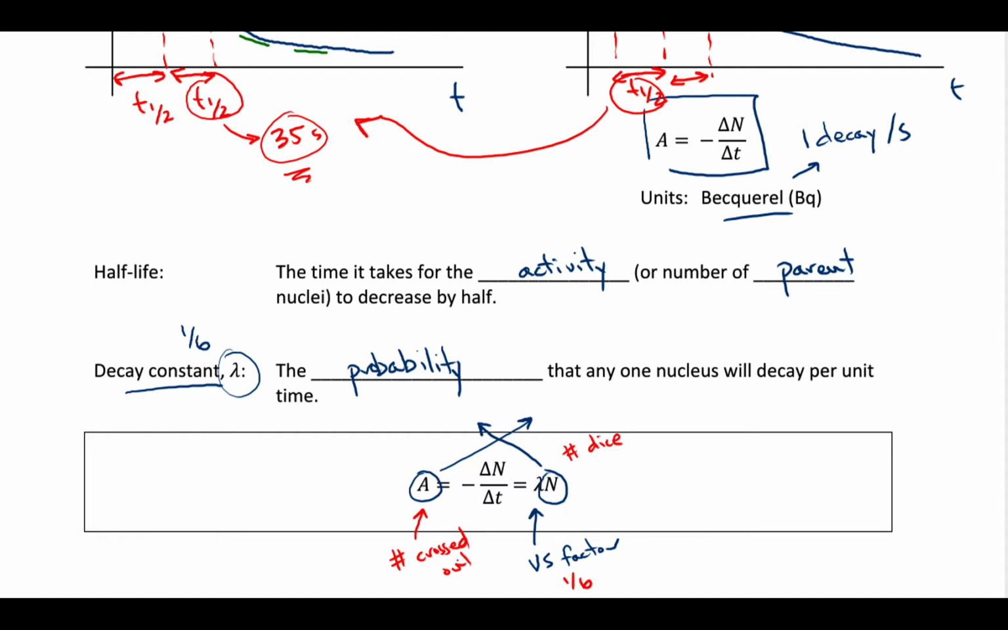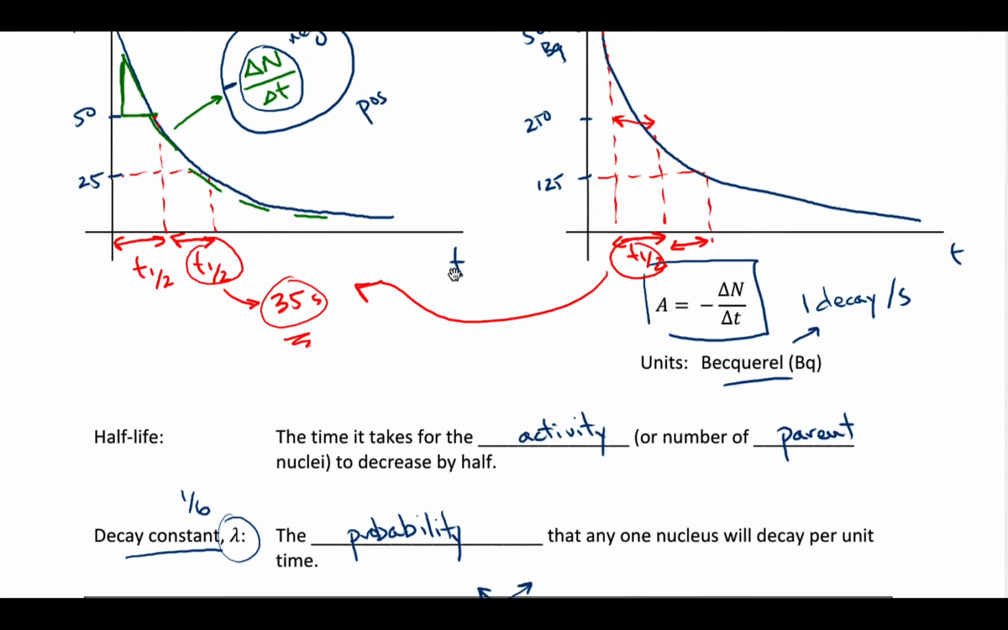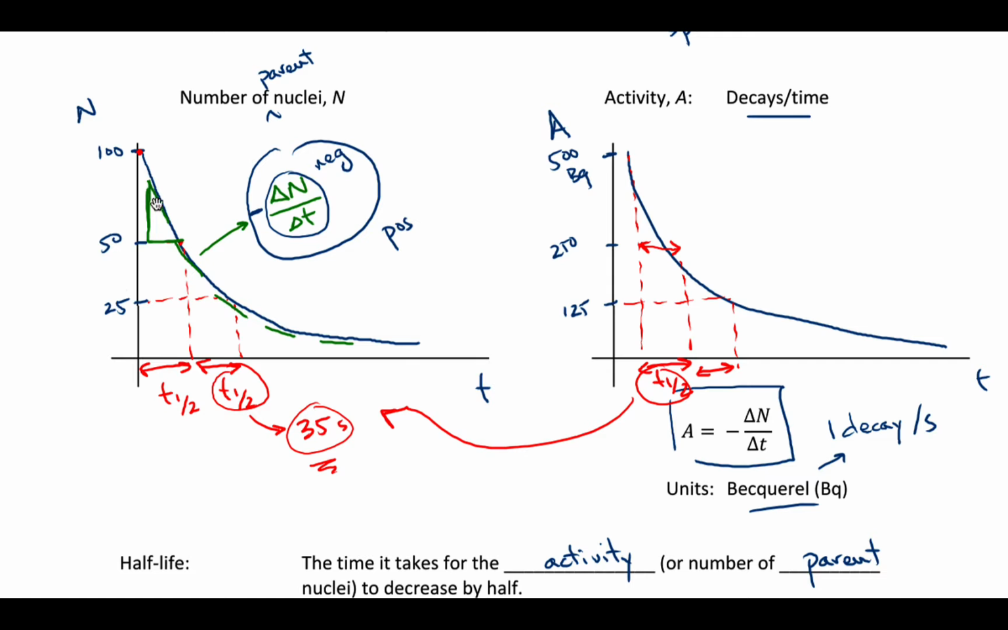So the number crossed out is going to get bigger if we start with a bigger number of dice. The activity is higher at the beginning when we have more parent nuclei. We see that as a steeper slope here and a higher y value here, greater activity at the start. And the activity gets less as time goes on, seen as a shallower slope here or lower y values here, because there are just less dice that could possibly come up as a 1.